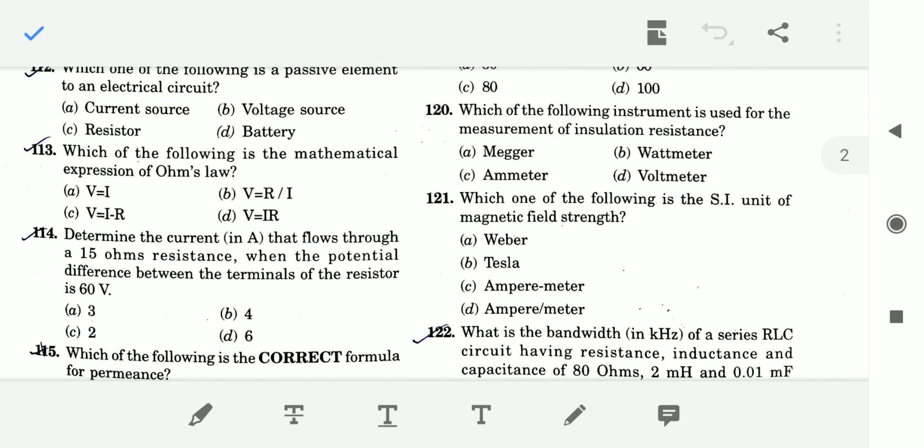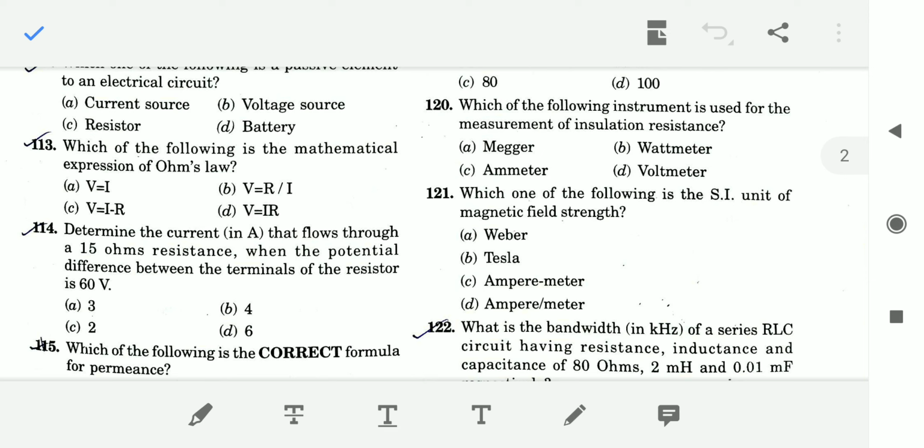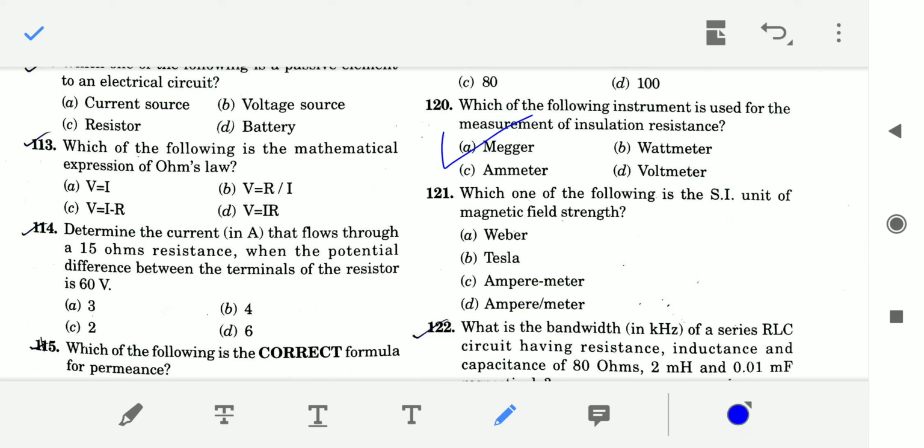And coming to question number 120, which of the following instruments is used for measurement of the insulation resistance? We know that it is Megger. Wattmeter is used for measuring the power, ammeter is used for measuring the current, and voltmeter is used for measuring the voltage.